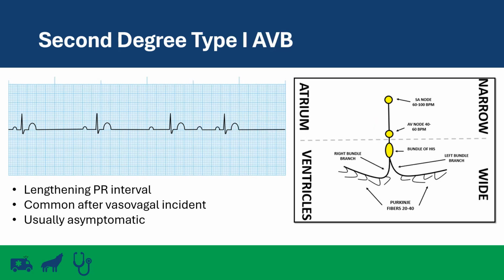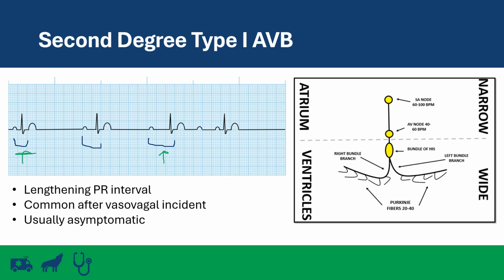The next type of AV block we have is a second degree type 1. So one component of a second degree type 1 block is we have a lengthening PR interval. So if we look here on our strip and we map out our PR intervals, we can see that each time it gets significantly longer. So if we look at this last PR interval compared to this first PR interval, we can see that it is obviously lengthening as the rhythm goes down.